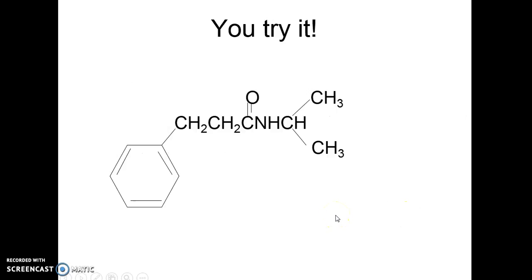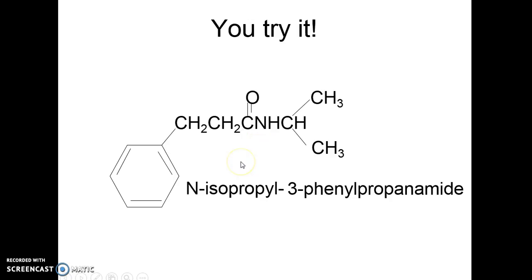Go ahead and try this one. Okay, let's look at the carboxylic acid side, and we see that there are 3, so that's going to be propanamide. But on the number 3 carbon, we've got a phenyl group, so it's 3-phenyl propanamide. On the nitrogen, we've got an isopropyl group, so we're going to call it N-isopropyl.